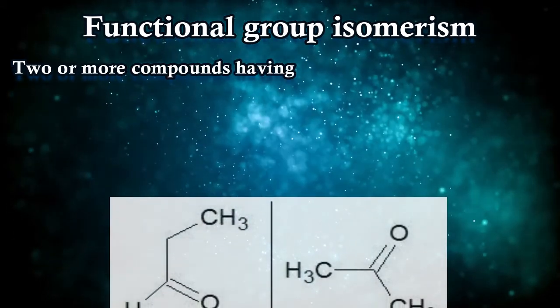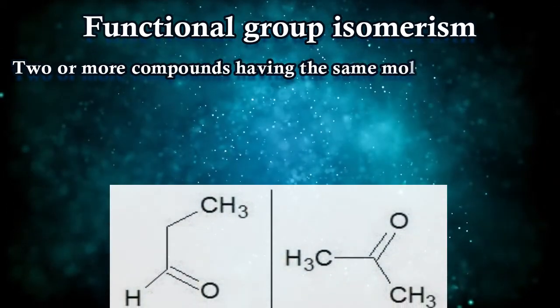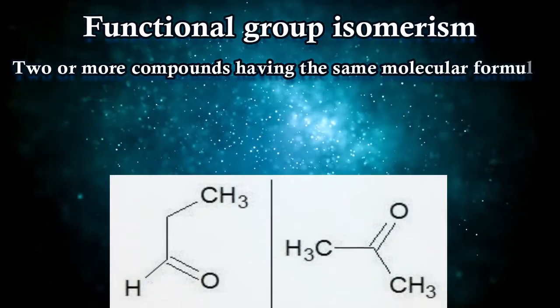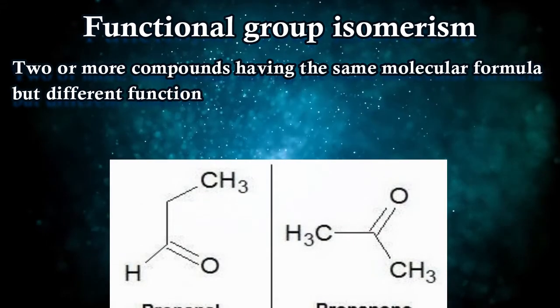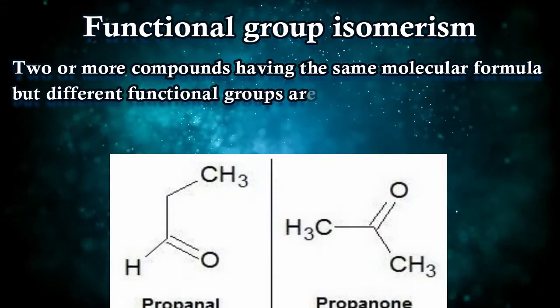C3H6O is the formula of the left side compound. Let us go to the right side. Here also 3 carbons are present, 3 hydrogens plus 3 hydrogens, 6 hydrogens are present and 1 oxygen. So again the right side compound is also C3H6O.